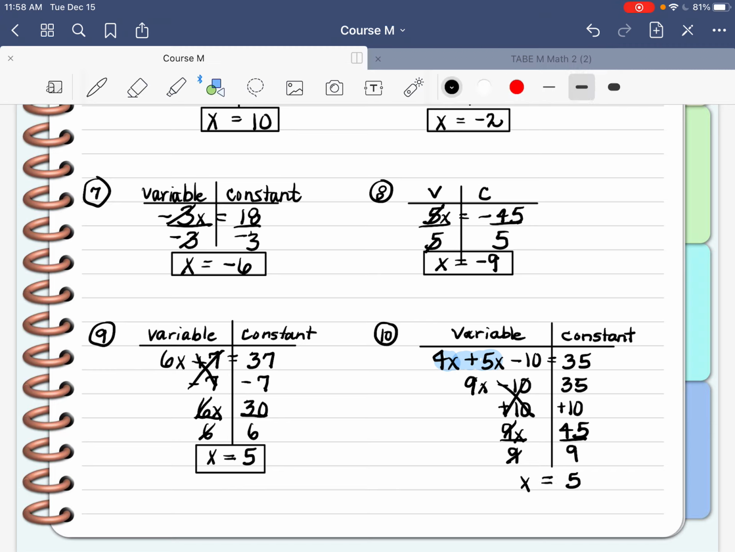Looks like most of these, if not all of them, are standardized already. So the book I got them out of, that makes sense that they would be. So the answer to number 10 is 5. Put that on the back.